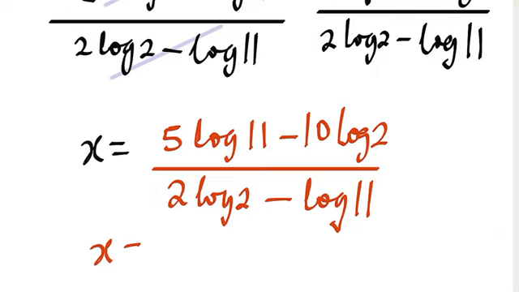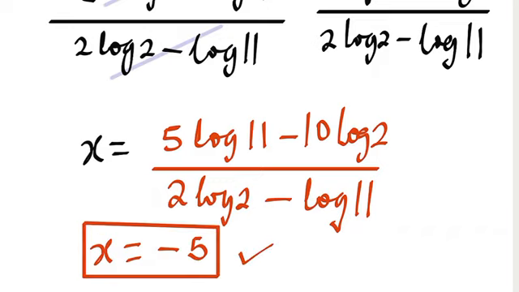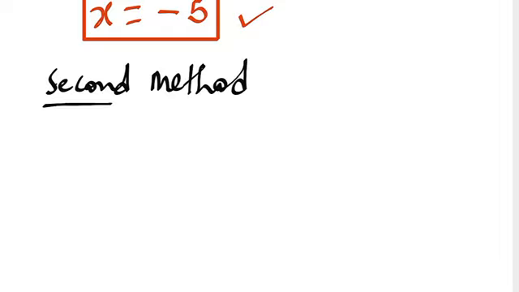So now if you press your calculator from here, we're going to have our answer to be minus 5. So we have minus 5 to be the solution to the problem. That's the first method. Now let's see how we can use the second method. So for the second method, we have the equation.